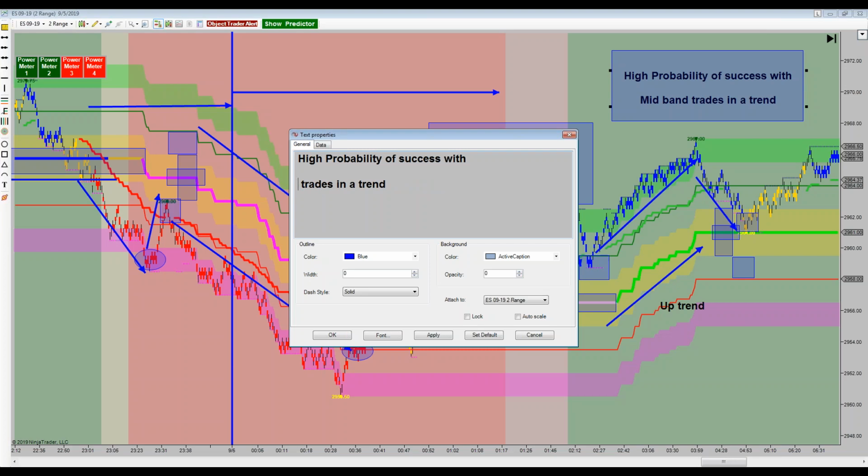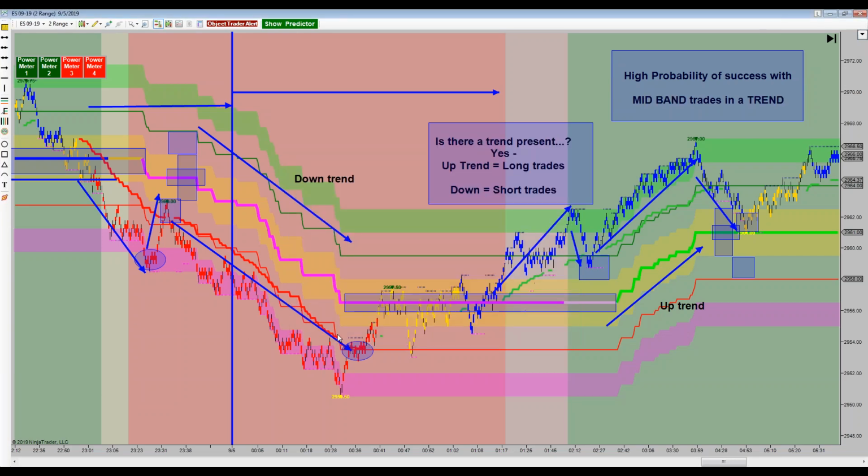I'm going to put it in caps. Mid-band, if you take anything away tonight, please remember this, and trend. High probability of success taking mid-band trades in a trend. So I highlighted the two components. So step one, we identify whether there is a trend, right? Step two, we locate where we're going to get in ahead of time.